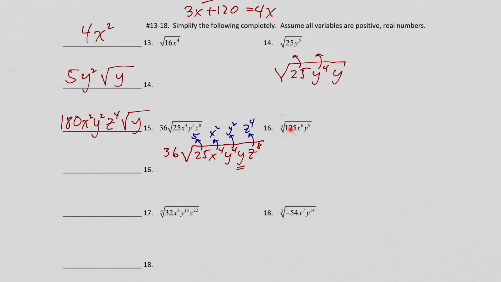This problem's easy because 125 is a perfect cube. We take this out and we cube root it and get 5. We take this out and we divide the 6 by the 3 and get a 2. And then we take this out and we divide the 9 by the 3 and we get 3. And there's no radical here because everything came out.